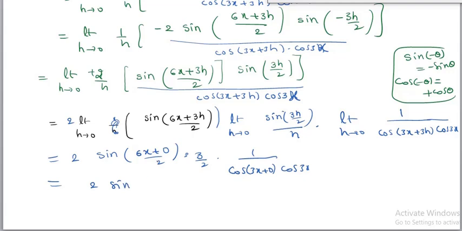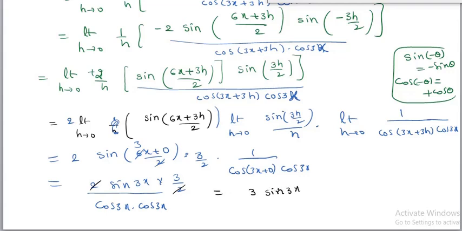The 2s cancel, so the value is 3 sin 3x by cos 3x into 1 by cos 3x. That is 3 tan 3x secant 3x. This is the value. Write down. So 1 by cos is written as secant.